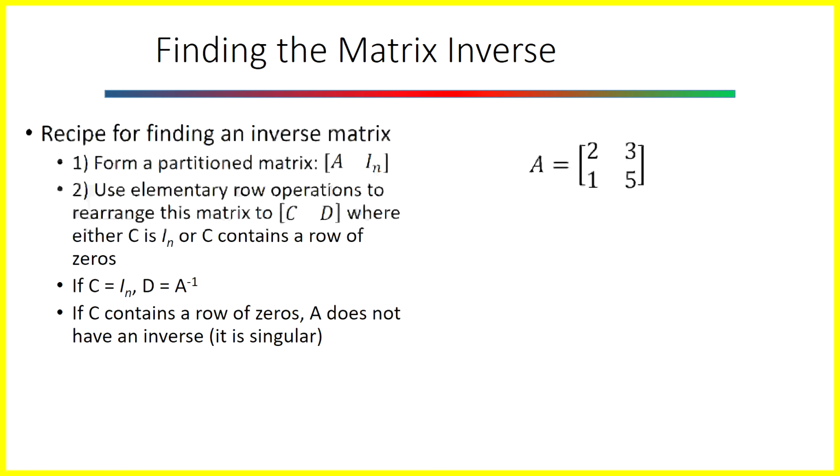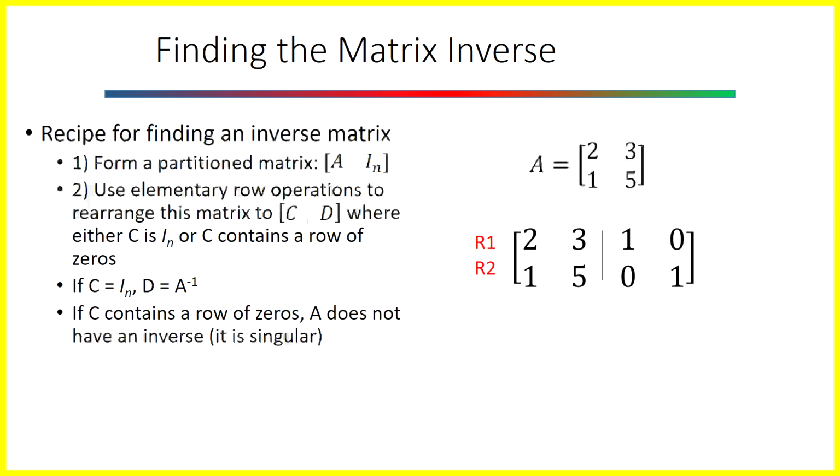Alright, let's try to find the matrix inverse for the matrix A equals 2, 3, 1, 5. First, we will create a partitioned matrix that includes A and the identity matrix. This partition matrix, of course, will have the A matrix 2, 3, 1, 5, and the identity matrix 1, 0, 0, 1. We now want to use our elementary row operations to rearrange this matrix so that we have the identity matrix on the left side of the matrix.